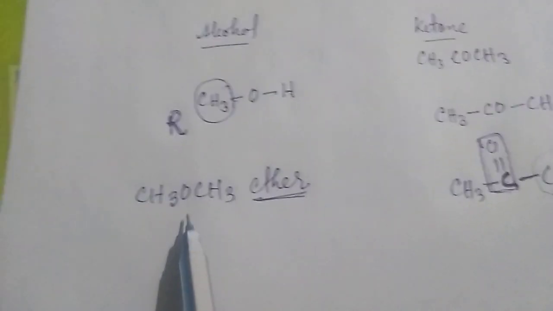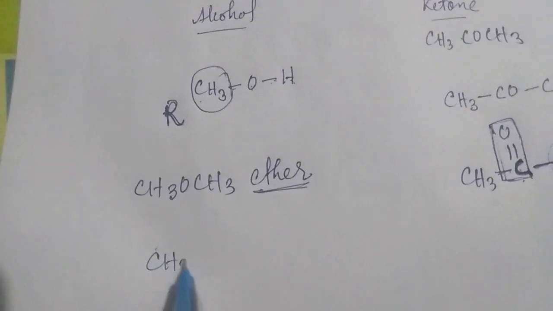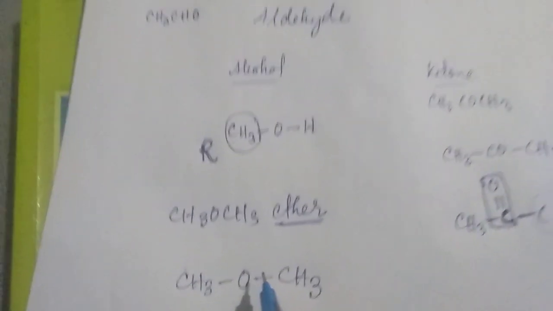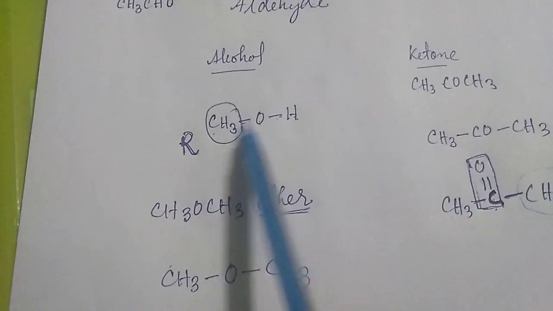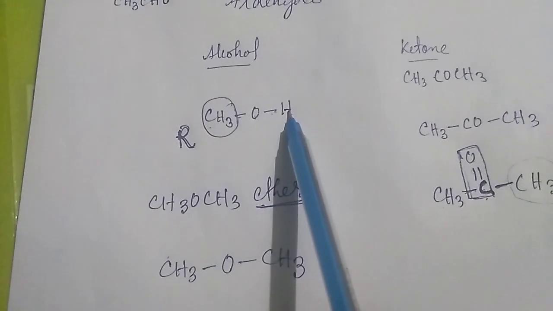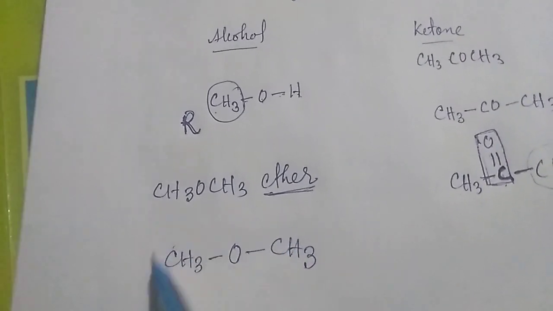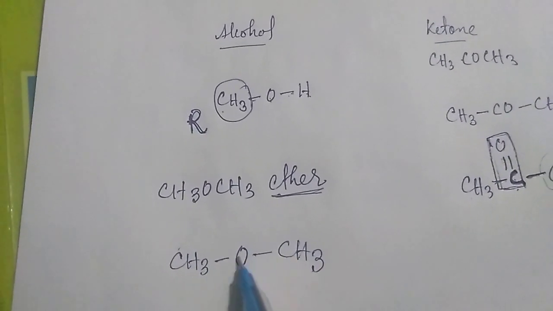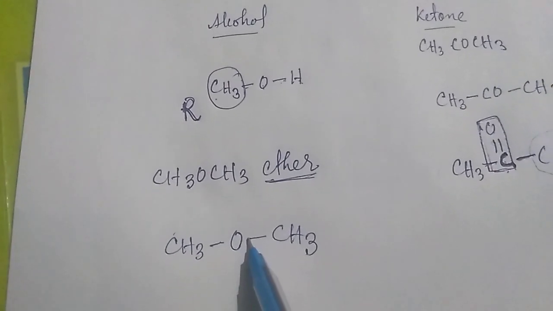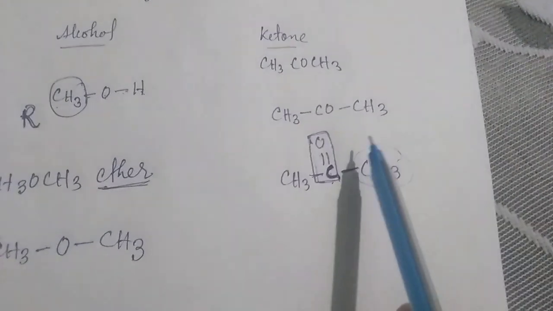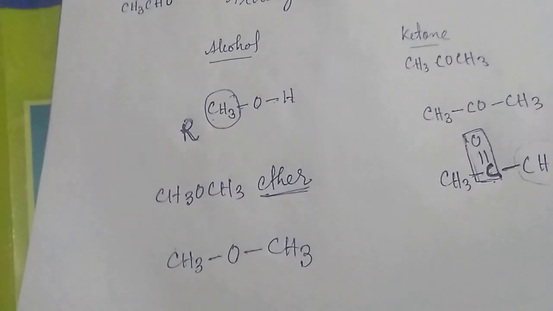Let's see what type of bonding there is in CH3OCH3. It is almost similar to that of the alcohol. In the alcohol, one side of the oxygen is H, but in this case both sides should be R, that means carbon. So this is also similar to the alcohol, single bonded on both sides, whereas ketone has double bonded oxygen. Next we will go to another one, that is aldehyde.